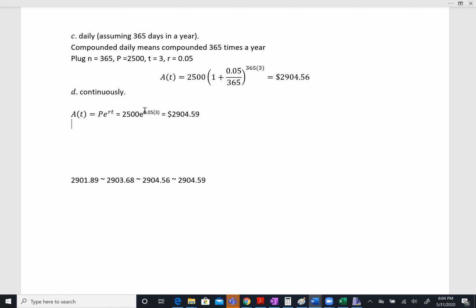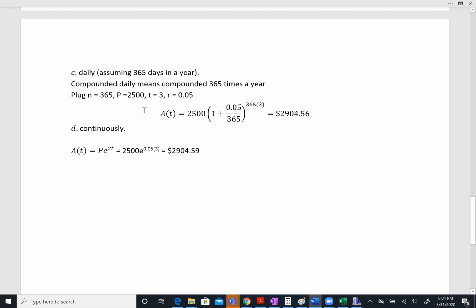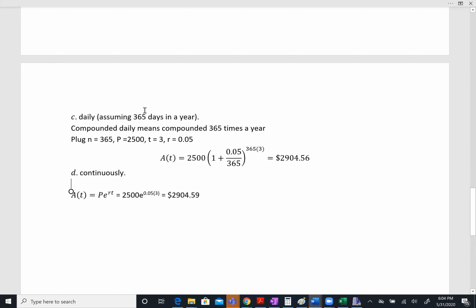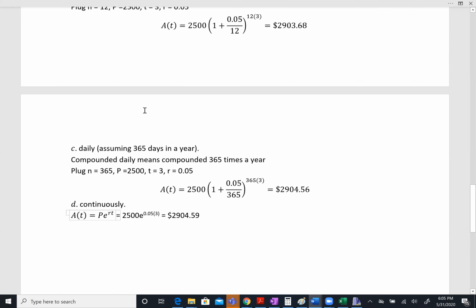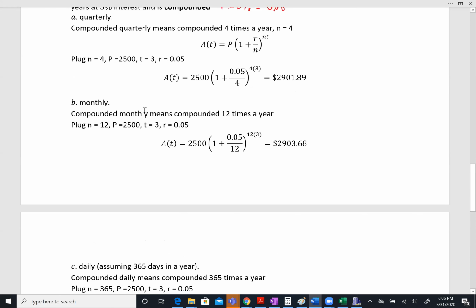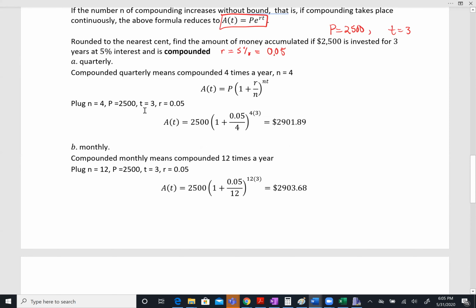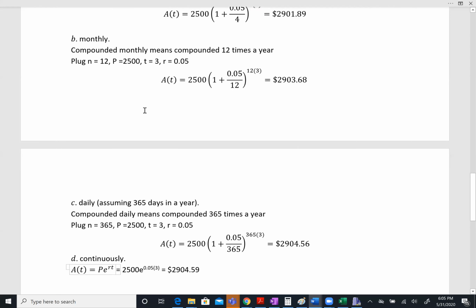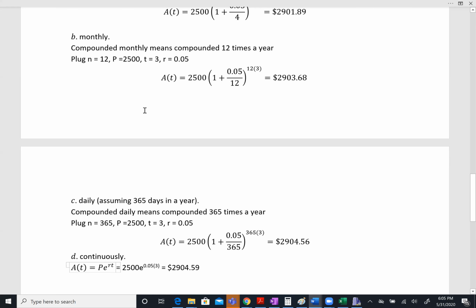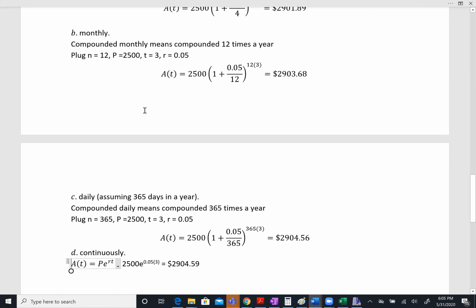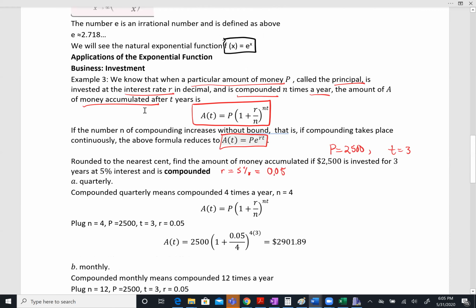And that's it. If you compare all the cases here, you're going to see that the more compounded, the more money you get. So for continuous compounding, you will get the highest amount of money after 3 years, which is about $2,904.59. Okay, I have finished section 4.1.